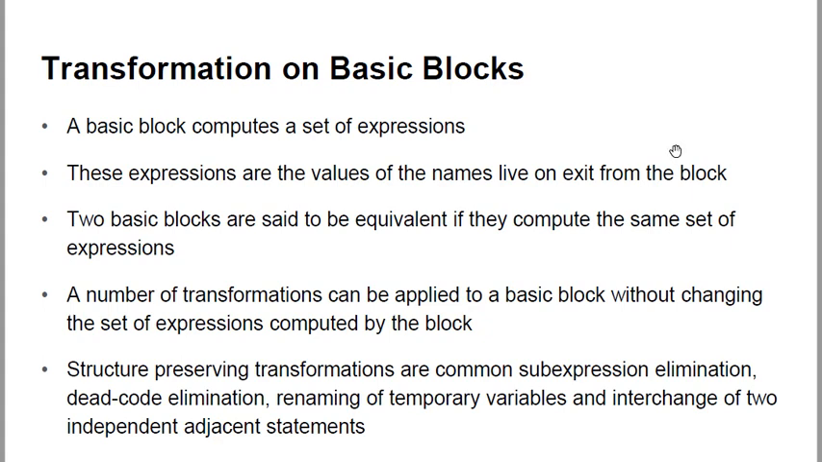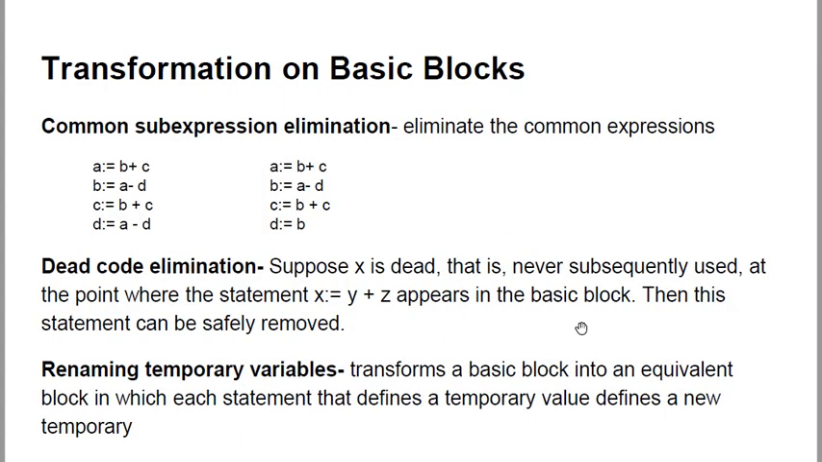Two basic blocks are said to be equivalent if they compute the same set of expressions. Suppose we have two basic blocks, but they compute the same set of expressions, so they are called equivalent. A number of transformations can also be applied to a basic block without changing the set of expressions computed by the block. Certain structure preserving transformations are common sub-expression elimination, dead code elimination, renaming of temporary variables and interchange of independent adjacent statements. So there are certain transformations. So how can we optimize a basic block? Certain transformations can be applied to basic blocks.